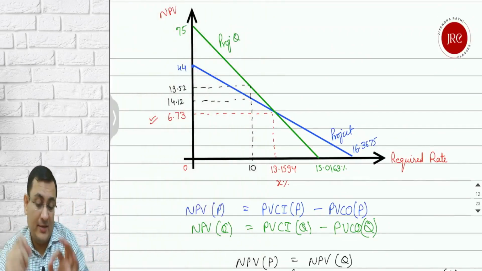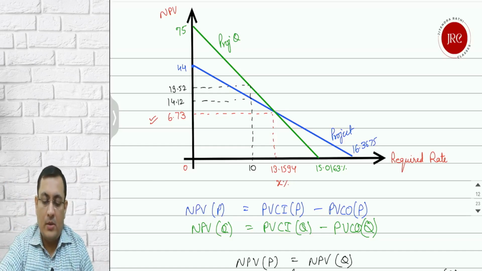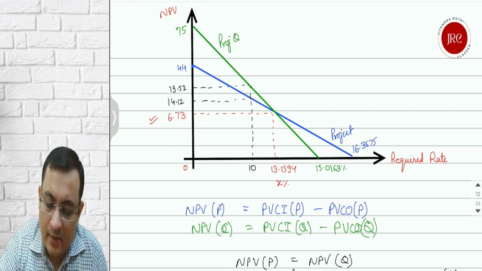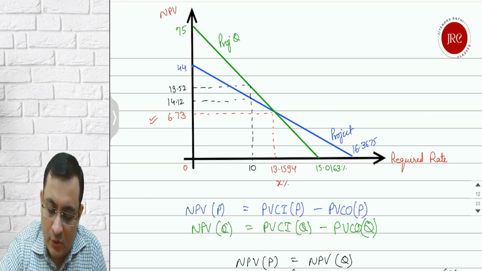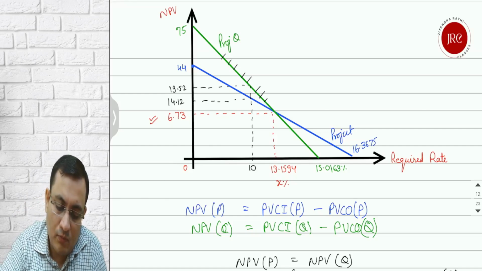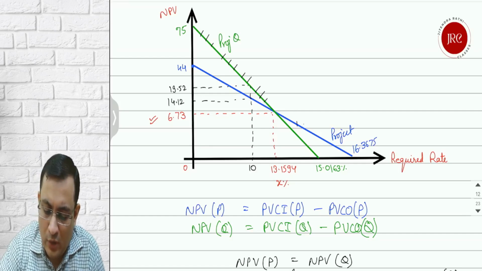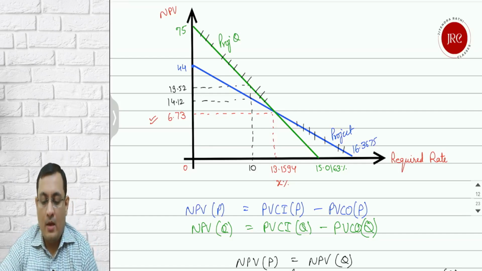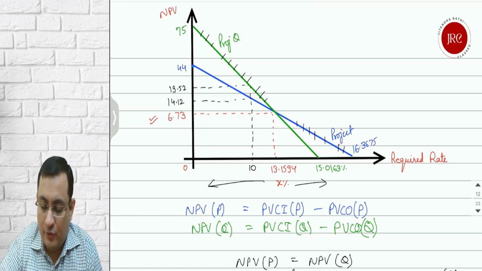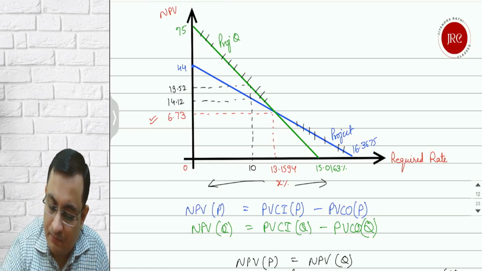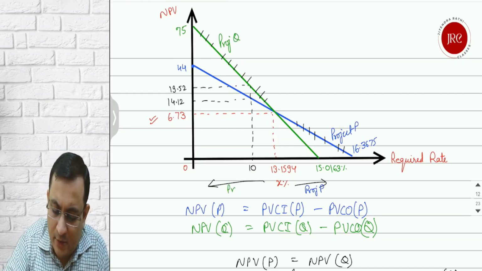So at this point of 13.1594, both projects will give equal NPV. But looking at the lines, now we can conclude that the project which is going to generate higher NPV is preferable. So this line is preferable below 13.1594, and the blue line is preferable above 13.1594. The blue line represents your project P, and below this, project Q.